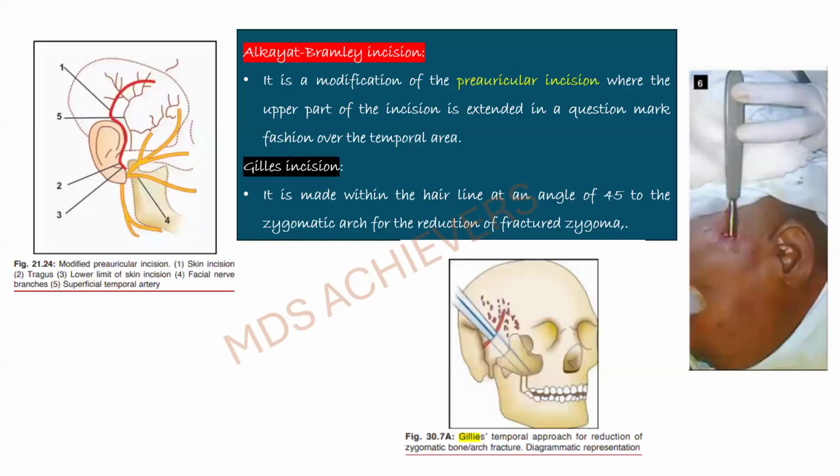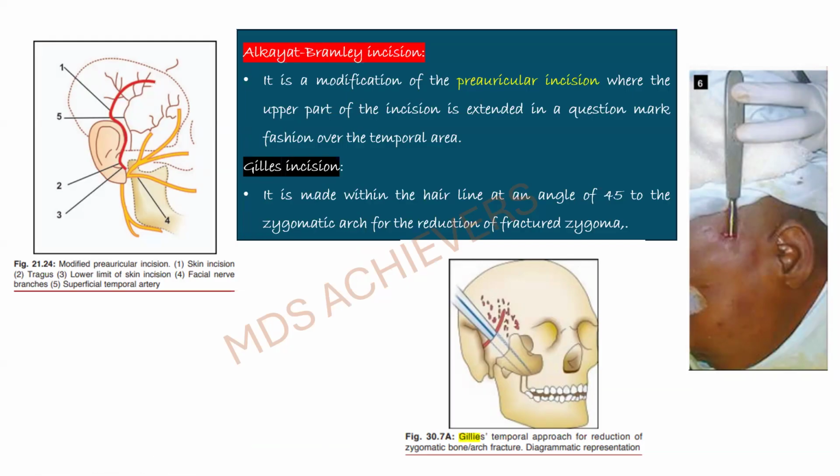Coming to the Al-Kayat Bramley incision, it is just a modification of the preauricular incision. You can see the preauricular incision is only in the anterior region, whereas in the Al-Kayat Bramley incision, we extend it superiorly and in the forward direction, thereby giving a question mark appearance. Just like a question mark, the similar kind of appearance will be given.